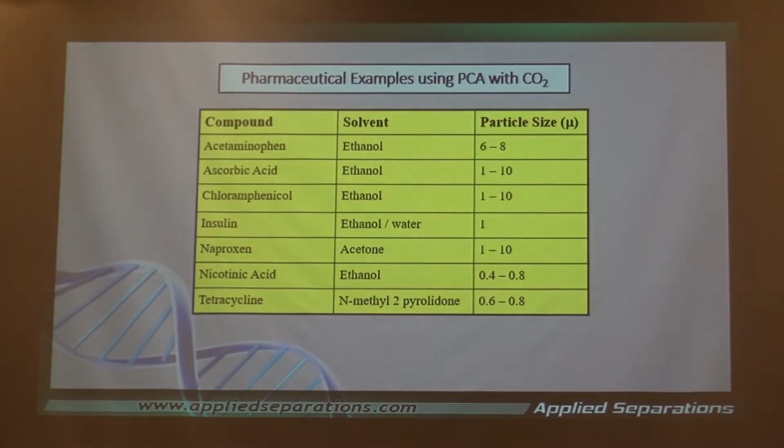These are some of the things that have been used. This is a compilation from the literature of a variety of different kinds of drugs that particles have been made of. One of the big areas is inhalation, particles for inhalation. When you have the inhalers, like for asthma, for example, albuterol, this is one of the ways of doing this.